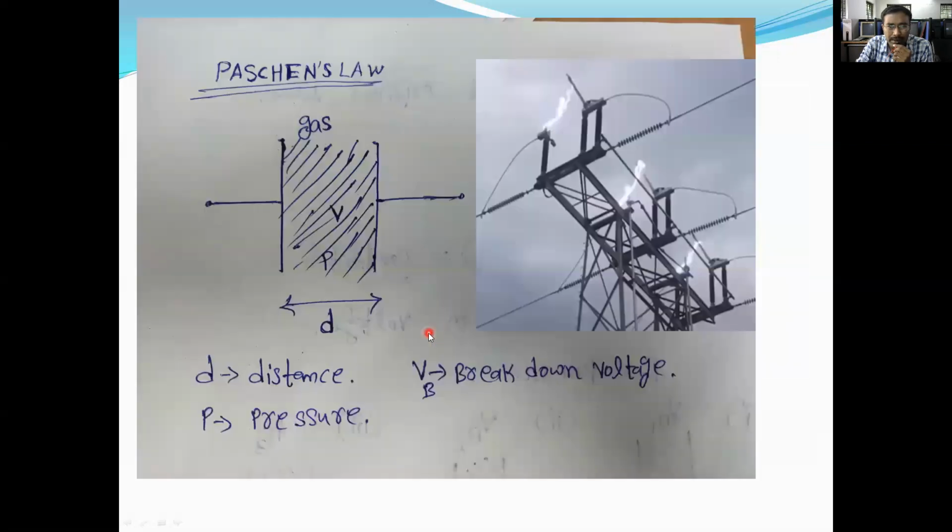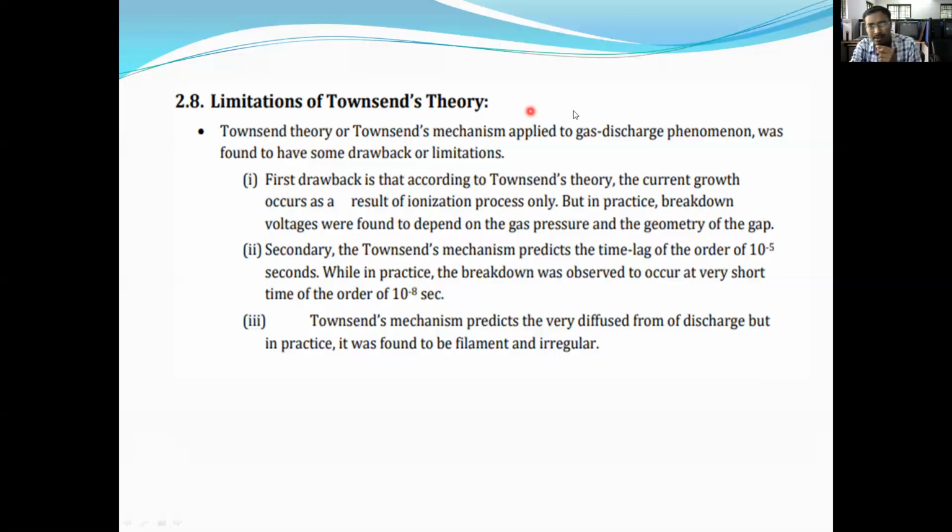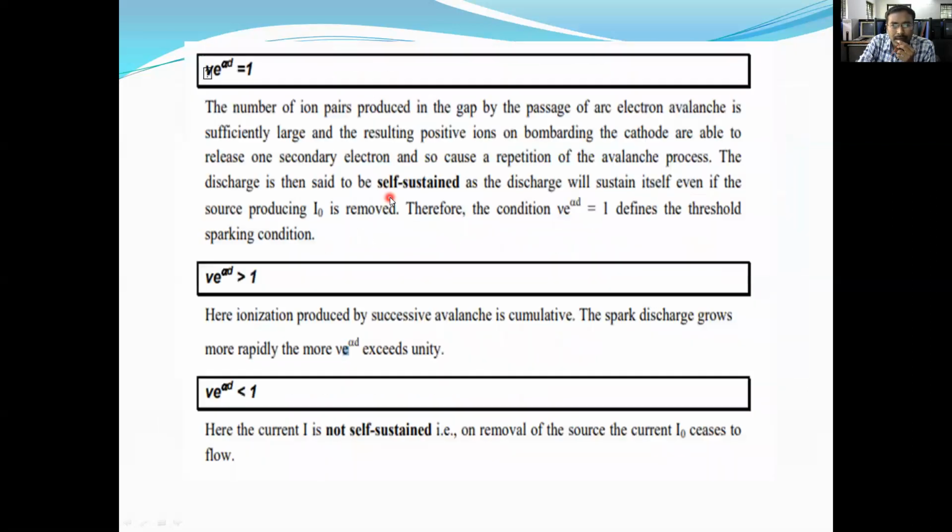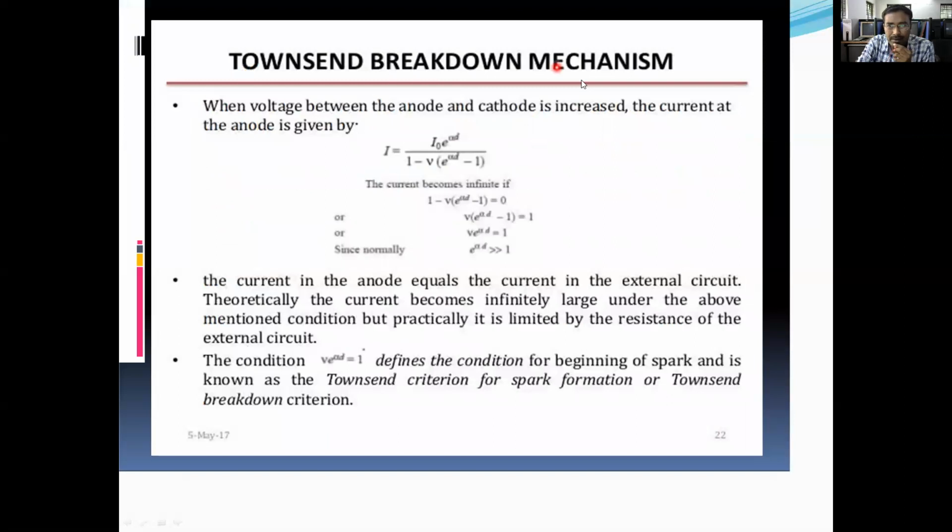So this is about the limitations of Townsend's theory, and next, current and maximum breakdown condition.